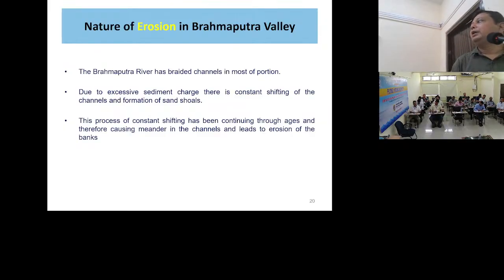And regarding erosion, we have already discussed something about this. The Brahmaputra river has a braided channel, so excessive sediment load is again coming from the hills area. So constant shifting is going on in the Brahmaputra river due to its predatory nature.